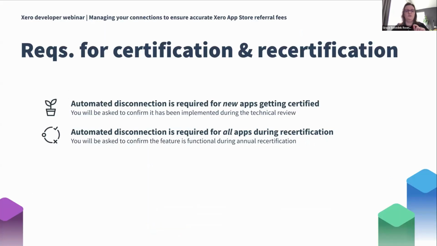Quick note on requirements for certification and recertification. Implementing an automated disconnection process is required for new apps in certification, and it's also a requirement for existing apps which are going through the recertification self-assessment. This is something you'll go through annually.